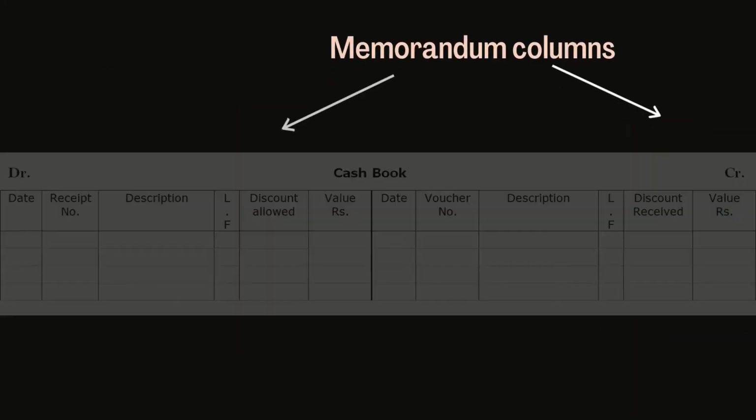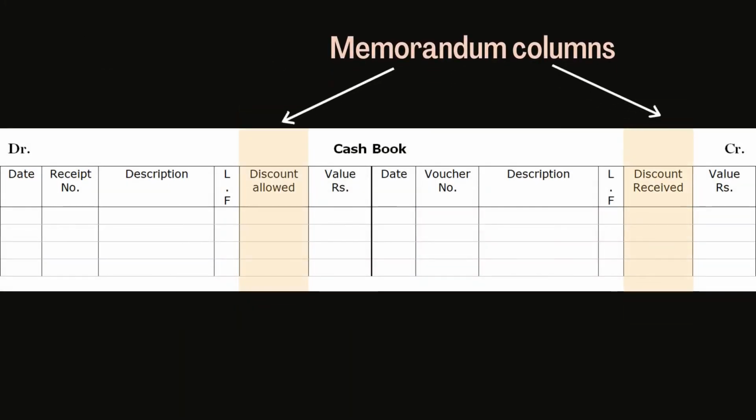And remember, these two cash discount columns are also called memorandum columns. These two columns serve only the purpose of a prime entry book, and these discount columns do not serve the purpose of a ledger account. Therefore, in these columns, we only record the value of the cash discount, and it is not a part of the double entry.